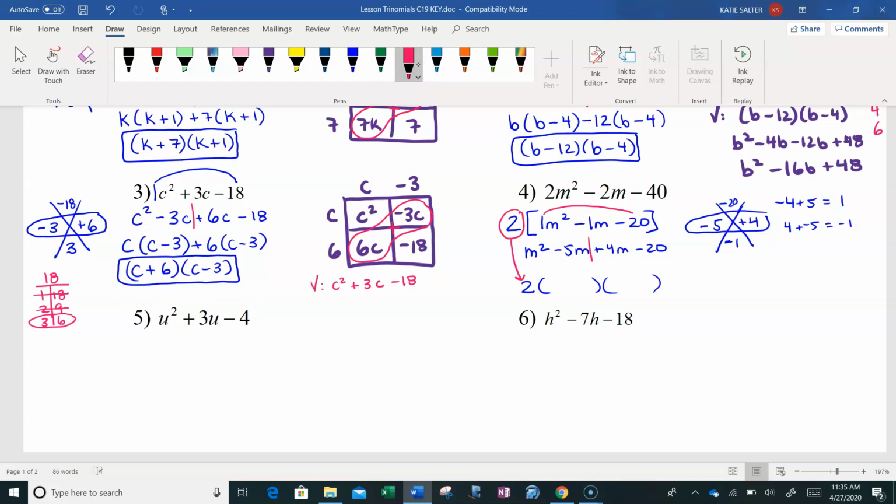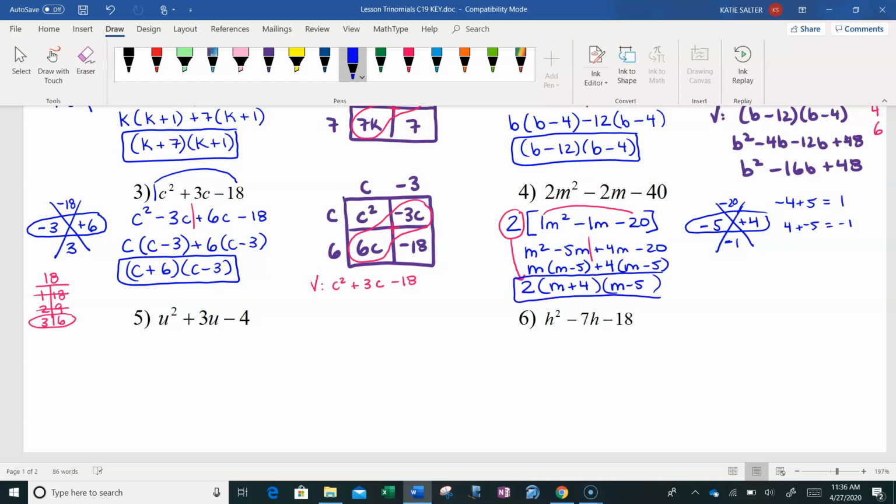What does m squared minus 5m have in common? M. So then that leaves us with m minus 5. It's positive here, so I'm going to go ahead and put positive. These have 4 in common. And then that also leaves us with m minus 5. So last but not least, we're going to put the 2 outsides together, m plus 4, and then our common group beside it, m minus 5.